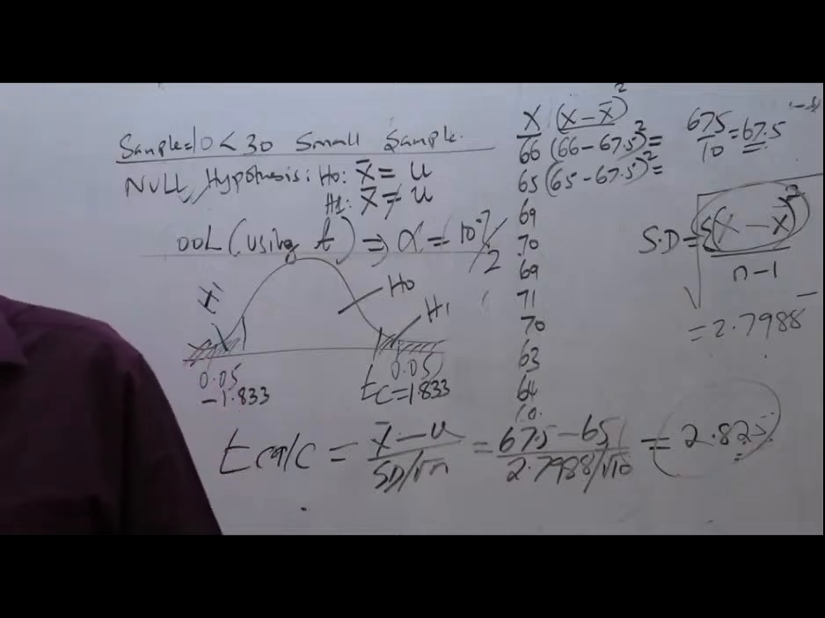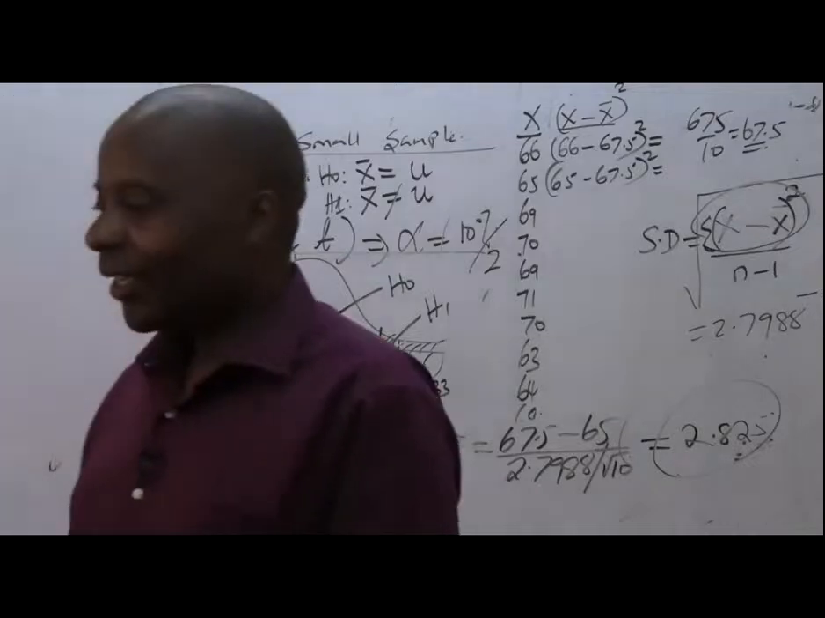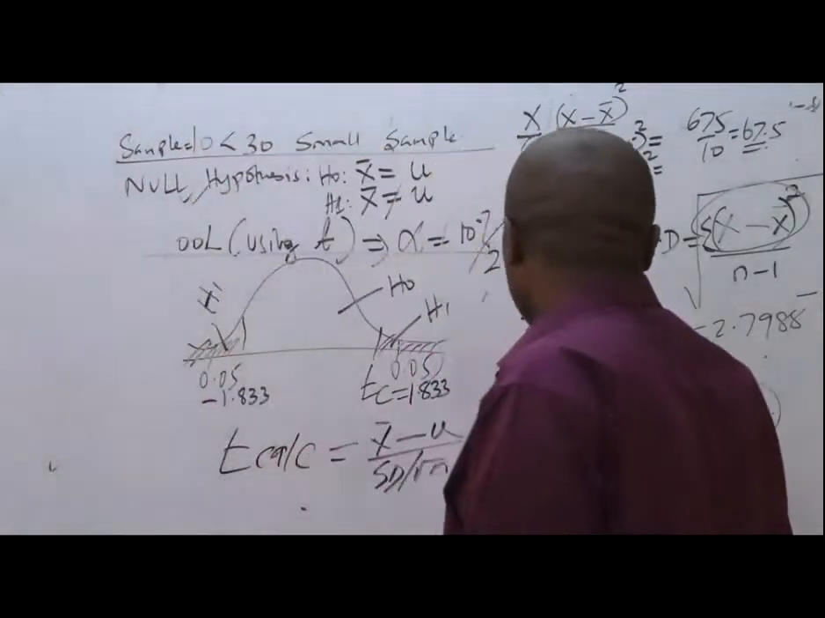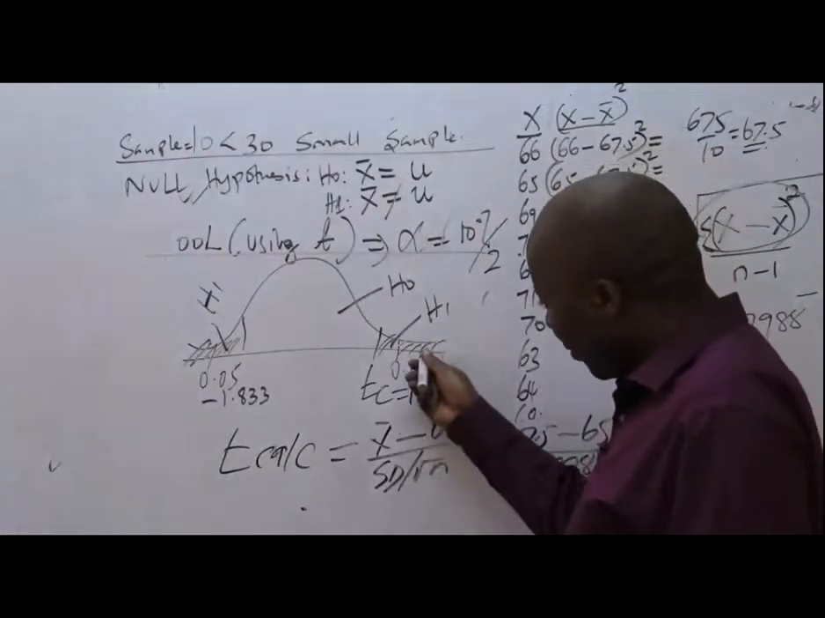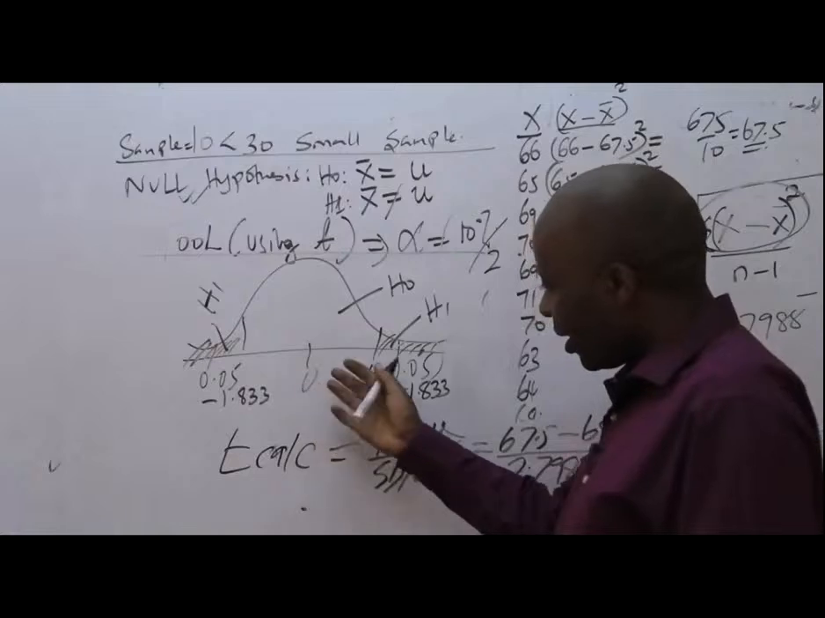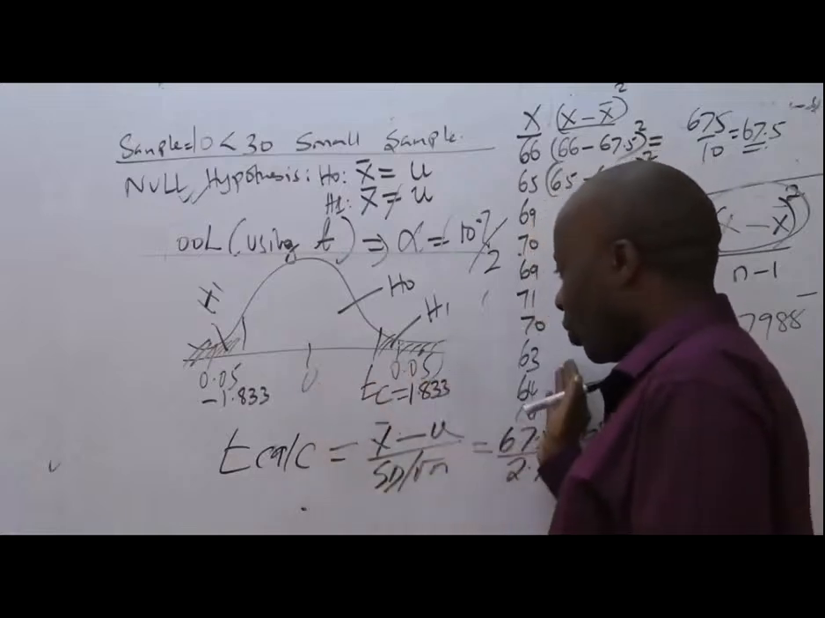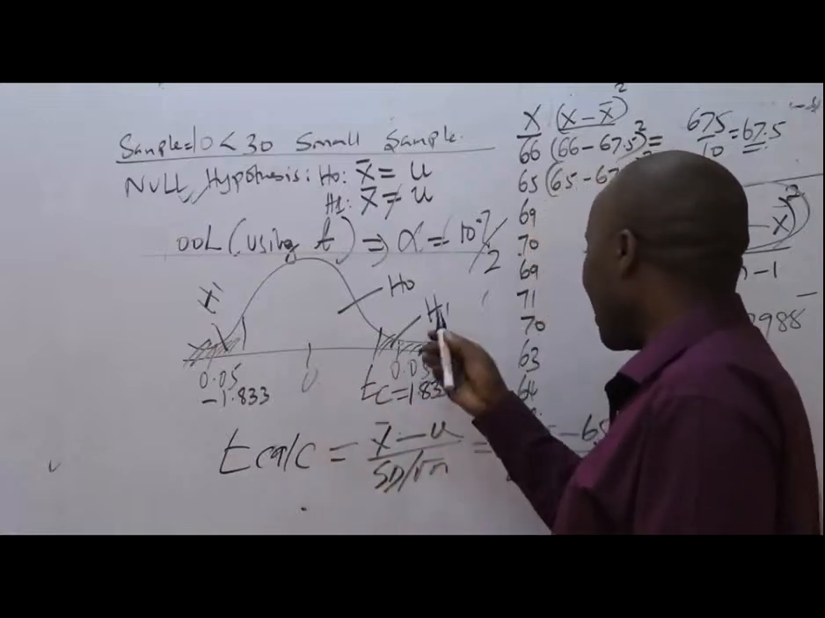Most of them are saying unshaded. Remember, you're not supposed to guess. 2.8 is more than this. 2.8 will be somewhere here because you begin from 0. So 0, 1, we go to 2. So 2.8 is somewhere here.